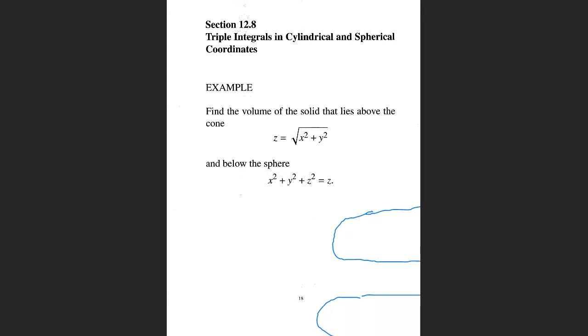So I'm looking here at this sphere. This here is a Z on the right-hand side. This is a Z here. Would this sphere be centered at the origin?